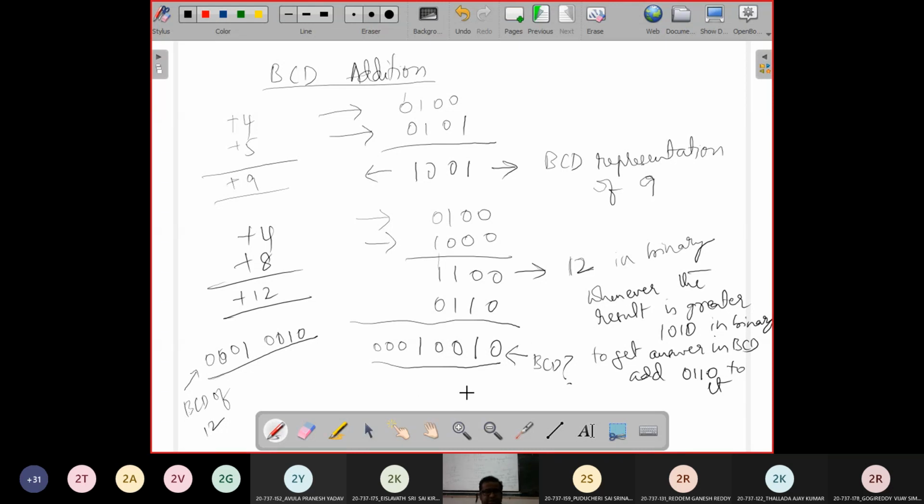So the answer now in BCD form is 12 in BCD. This is an important point you should understand. Whenever you are doing BCD arithmetic and the result of the operation is more than 1010 in binary, to bring the result into BCD form, just add a 6 in binary to the result which you got there. Are you following the discussion?